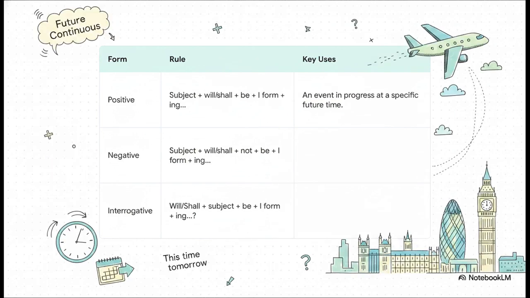Okay, but what if you want to describe an action that will be in progress at a certain time in the future? That's where the future continuous comes in. It helps you paint a picture. Don't call me at 8 p.m. I will be watching the game. You can almost see it, right?